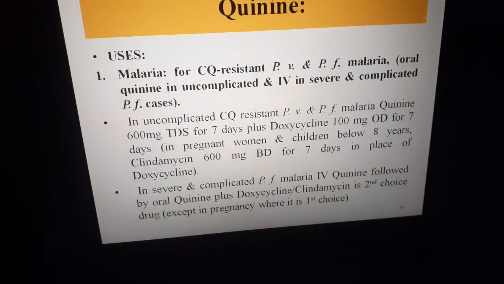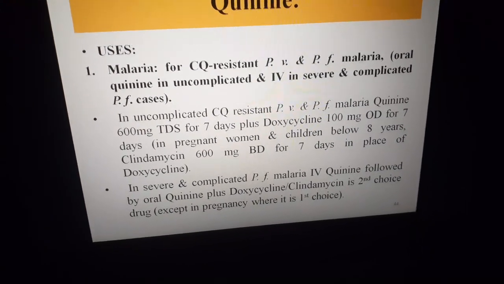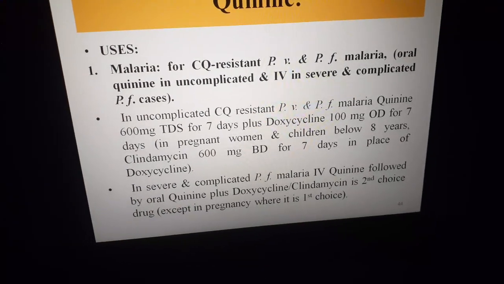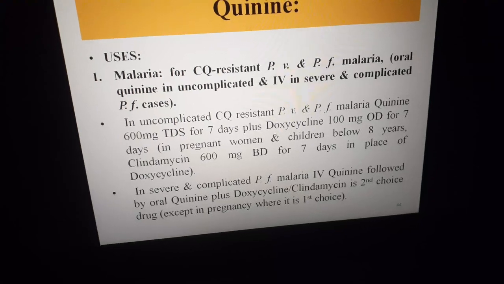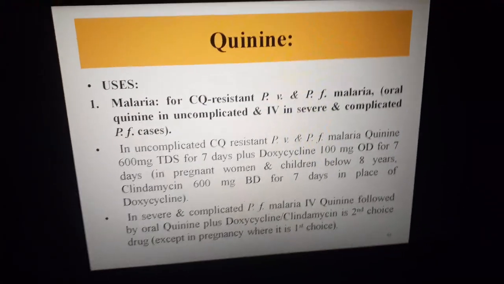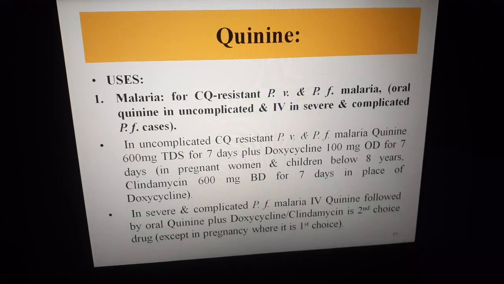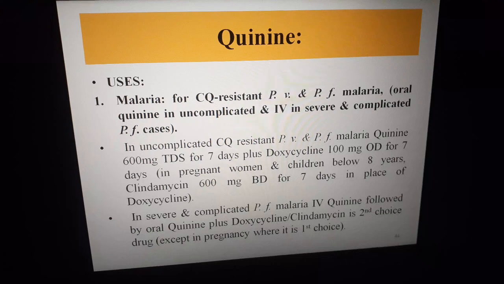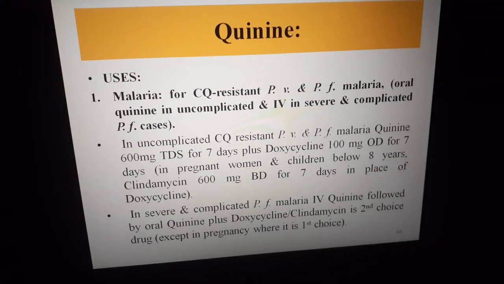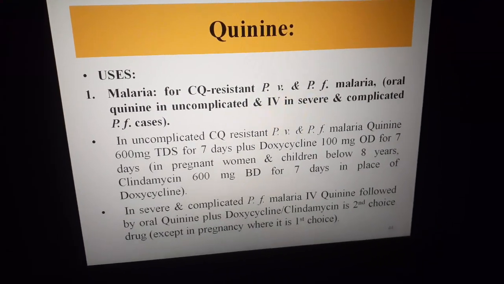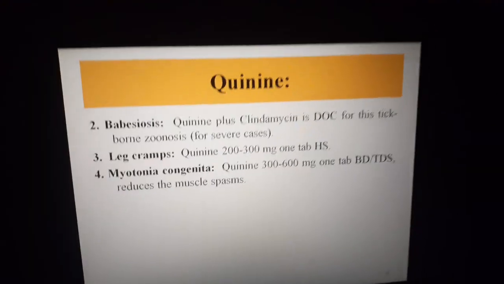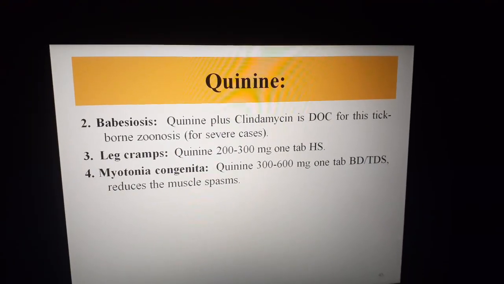In uncomplicated chloroquine resistant Plasmodium vivax and Plasmodium falciparum malaria, quinine is given 600 mg 3 times a day for 7 days along with doxycycline 100 mg OD for 7 days. But in pregnant women and children below 8 years of age, in place of doxycycline, we give clindamycin 600 mg twice a day for 7 days. In severe and complicated Plasmodium falciparum malaria, IV quinine followed by oral quinine plus doxycycline or clindamycin is second choice drug except in pregnancy where it is first choice. Then some other indications of quinine are babesiosis, leg cramps, and myotonia congenita.